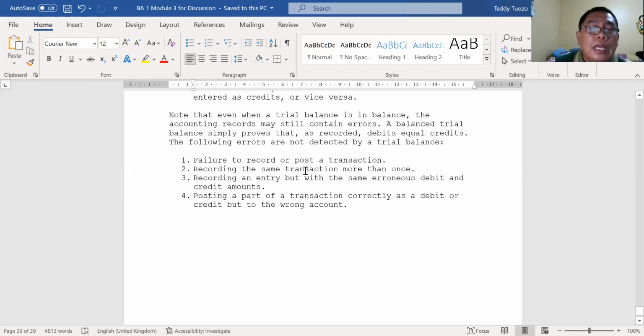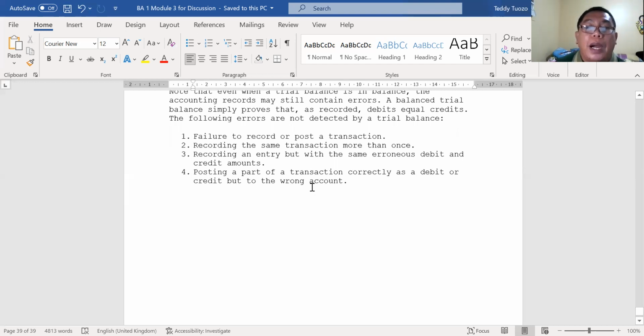Okay? Number 3, recording an entry but with the same erroneous debit and credit amount. So balance siya. Bisan sa journal amount nimo class, for example 50 pesos, pagbutang nimo sa ledger, ang debit credit nimo pagbutang kung only accounts affected tag 5 pesos ra balance gihapon. Bisan sa journal 50 pesos ang ija entry amount. Okay? Pero kung ang imo debit is 50 pesos pero ang imo credit pag-post sa ledger is 5 pesos, it will cause an error.